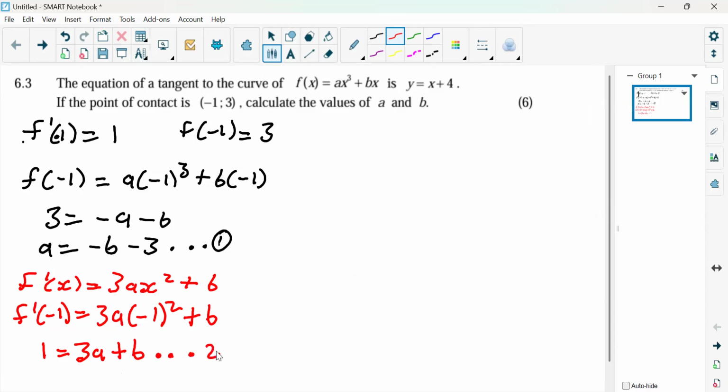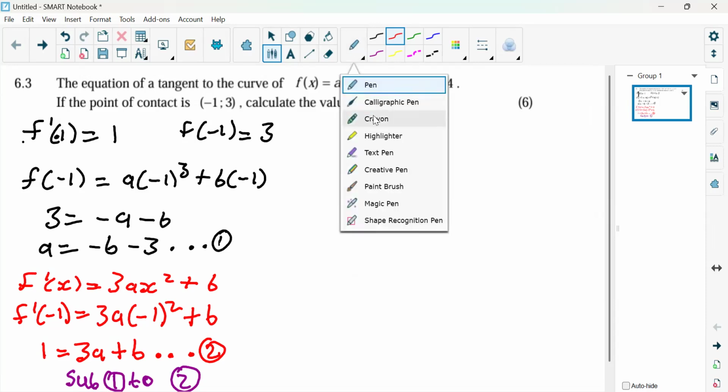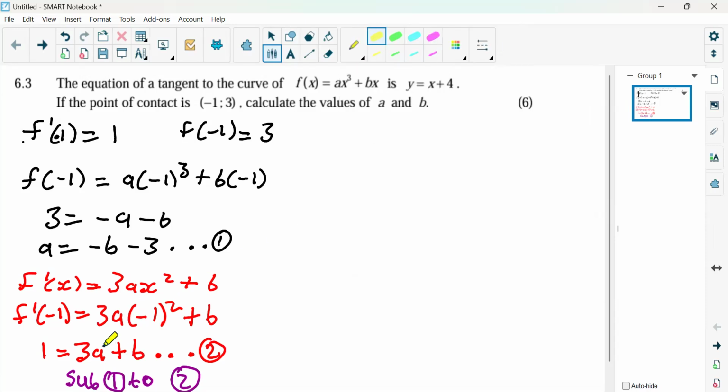Now let's substitute equation 1 into 2. Remember we said a is going to be equal to -b - 3. So everywhere we see a, you can just highlight where we are going to see a, here on this equation which says 1 is equal to 3a plus b. There's a here, we're going to substitute it with -b - 3.